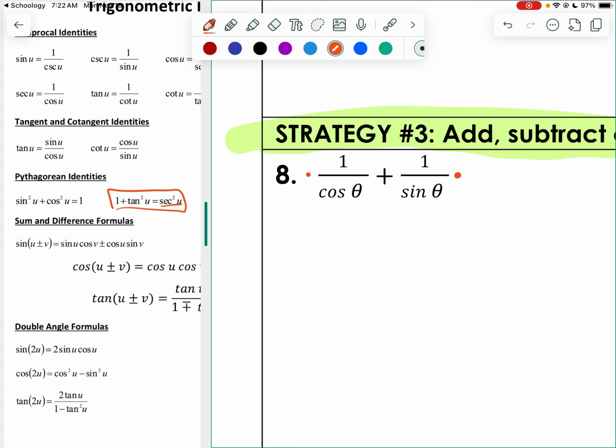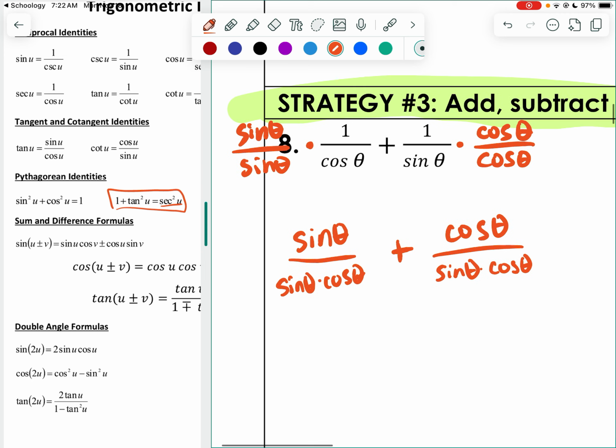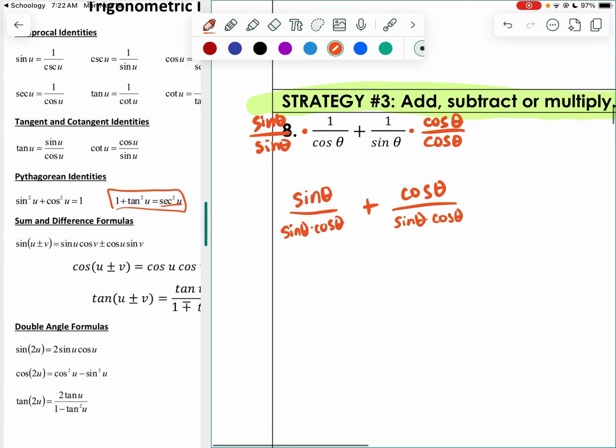So if I want them to have the same denominator, I'm going to have to multiply them by the other term, right? So this one would be cosine over cosine. Whatever you do to the bottom, you have to do to the top. Sine over sine. So if I put the first one together, this is sine theta over sine times cosine theta. If we do the second one, it's cosine theta over, same thing, sine theta times cosine theta. Don't cancel things, because that's just going to get you back to where you started. Now I have a common denominator, right? So I can make this into one fraction.